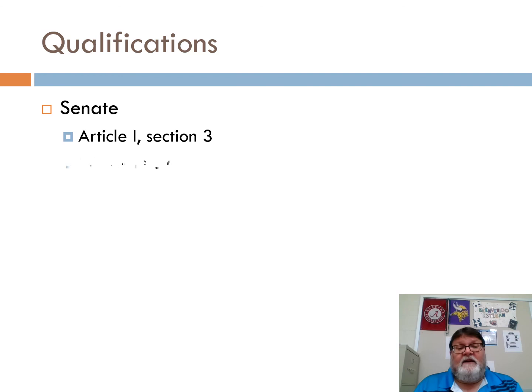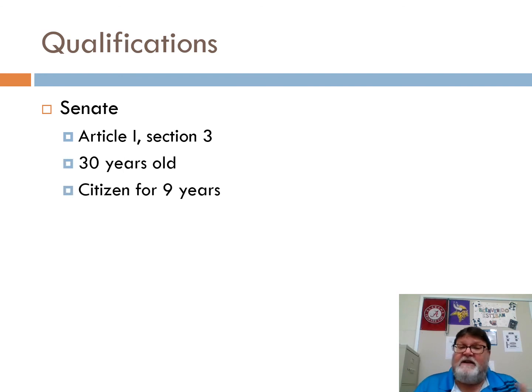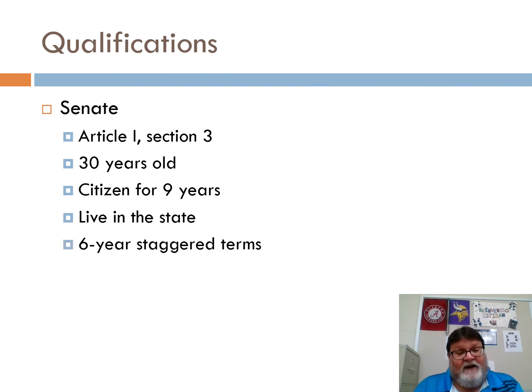The Senate is a little bit different. It's set at a different place: 30 years old instead of 25, a citizen for 9 years instead of 7, and you have to live in the state as well, so that's the same. Their terms are 6-year staggered terms. So every 2 years, a third of the Senate is up for re-election. It's very unusual in Georgia this year that 2 senators are up for election at the same time, but that's because of certain situations, like a senator resigning for health reasons.